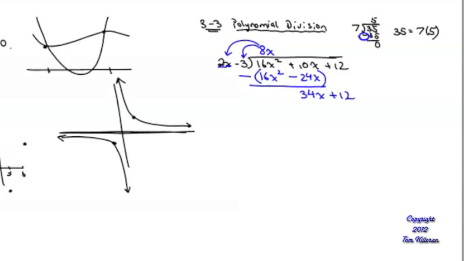What times 2x is 34x? Positive 17. Distribute it down. The first one should be exactly the same. The second one is 17 times 3, which is 51.